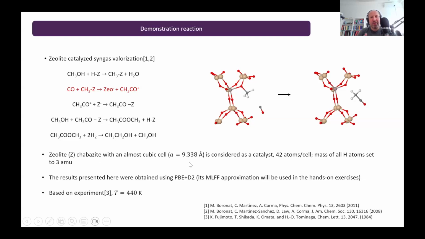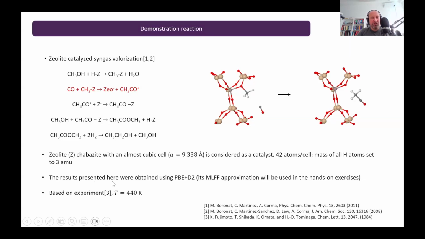It has the nice property that its primitive cell is quite small. For this model, we only need a unit cell with 42 atoms, including a reactant molecule. In my simulations, I set the mass of all hydrogen atoms to 3 atomic mass units.